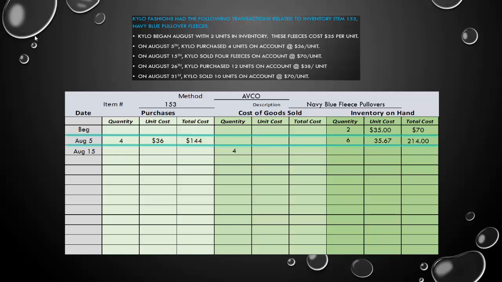For us, our last known unit cost was $35.67, which means when we record this transaction, the cost of goods sold on the sale of these 4 navy blue fleece pullovers is going to be 4 times $35.67 or $142.68. We had 6 pullovers in inventory. We just sold 4, which means what do we have left on hand after we make the sale? 2. The unit cost never changes on a sale using the AVCO method. It's still going to be $35.67. And 2 times $35.67 means that the valuation of these navy blue fleece pullovers is going to be $71.34.